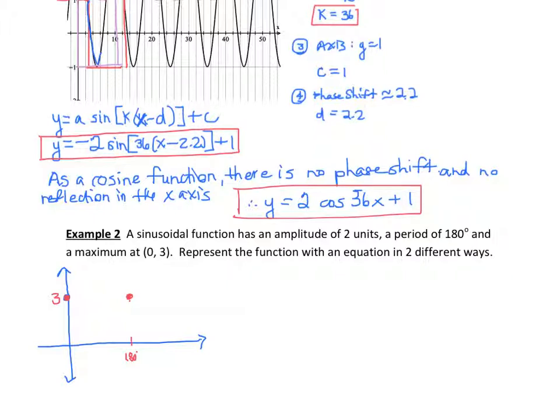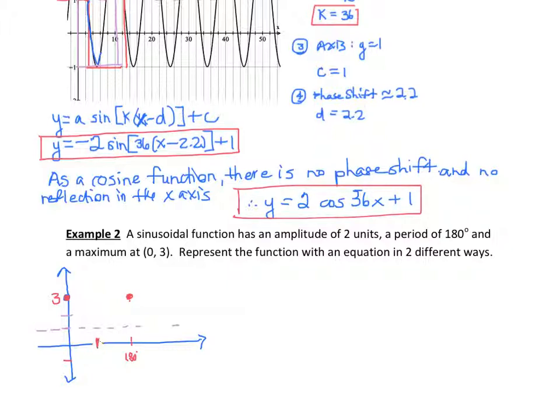Now, it also says the amplitude is 2 units. So that tells me something about the axis. That tells me that the axis is at y equals 1, right along here. And that tells me that I have a minimum at -1, which will occur halfway in the middle here, so at 90 degrees. So at 90 degrees, we have a minimum point, and it will be at -1.